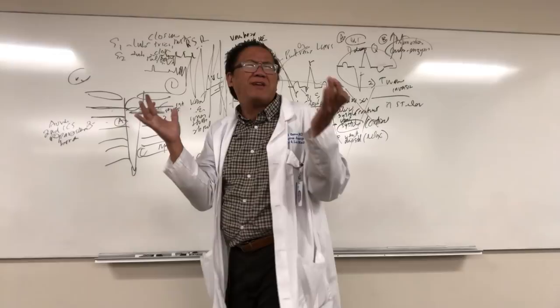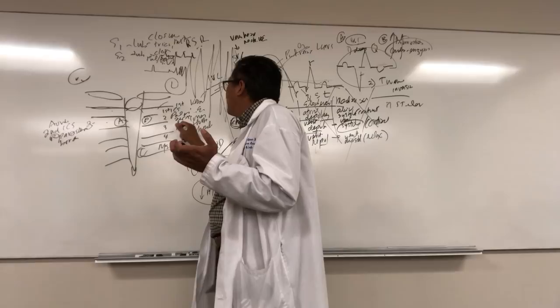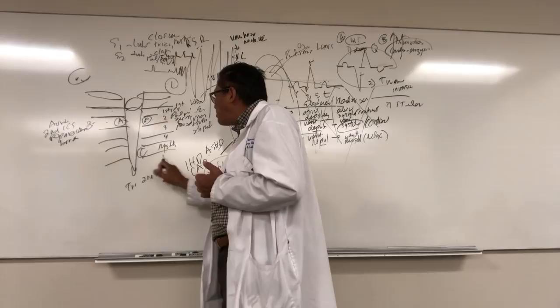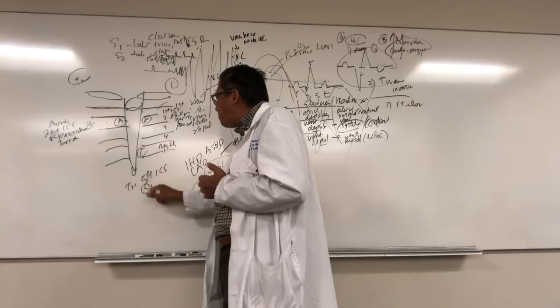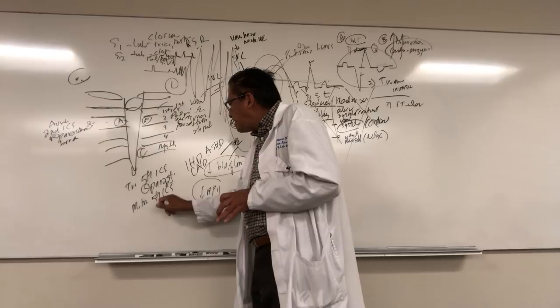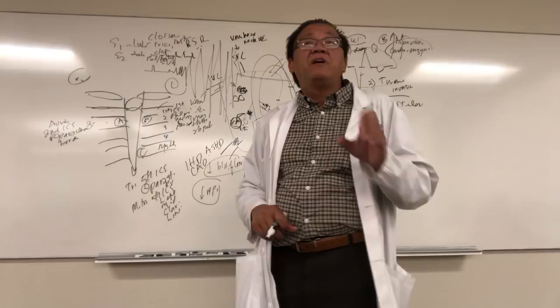I love anatomy already. Pulmonic valve. Pulmonic valve. Second ICS. Left. Para what? Sternal border. What about the tricuspid valve? This one here. Fifth. Fifth intercostal space, left para what? Sternal border. And finally, what about the mitral valve? Fifth ICS LMCL. What does LMCL mean? Left mid-clavicular line. I'm just telling you now, study this, okay?